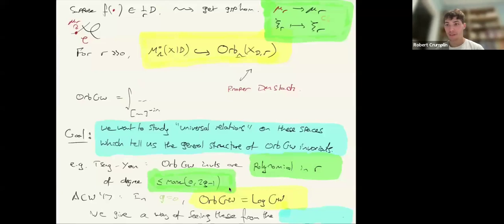So what I want to say for the next while is why, geometrically, these invariants should be polynomial in R and how you can recover these results. We want to give a way of seeing these from what I'm going to call the universal space. I'll explain what that is now, but it's another space somehow controlling the geometry of all of these orb X D R for every single X and D. The geometry of that space will give some explanation. I'll pause for questions for a second if there are any.